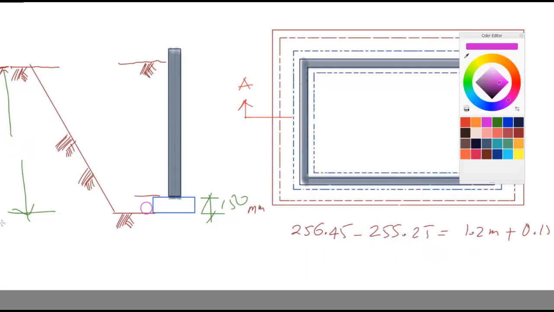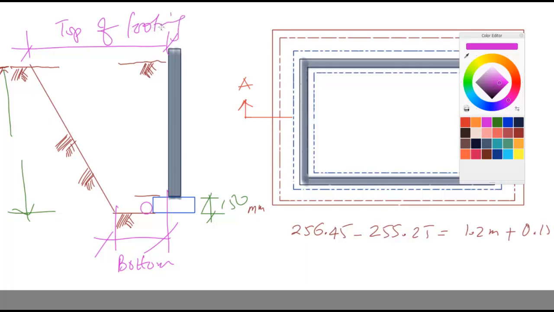Now we also need to find a way to do the calculation for this part, because this part is a bit harder to calculate. So first of all, I need to do the calculation for these distances, the distance from here to here, which is called the bottom of the footing, and this part, which is called the top of the footing, that's for the excavation.